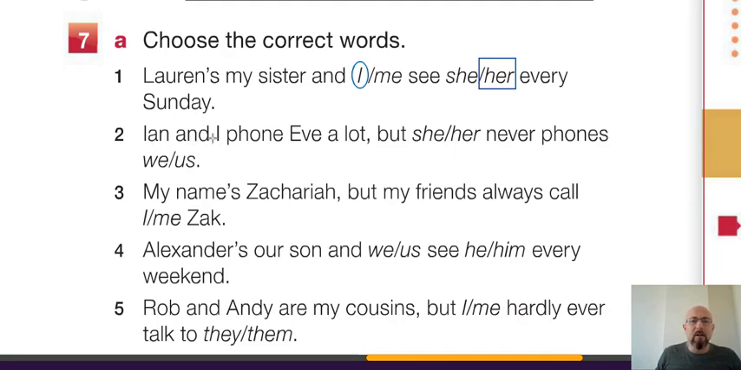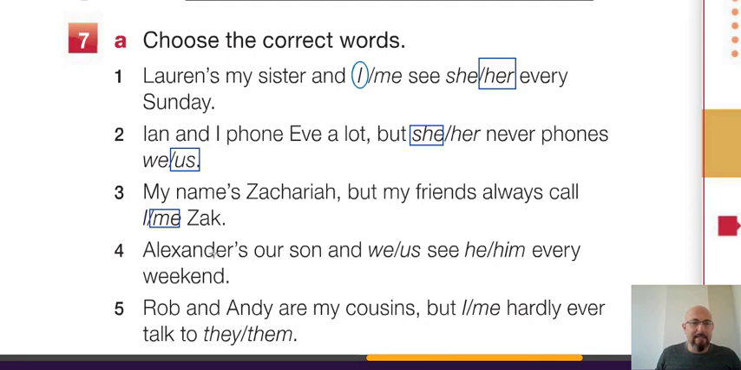Ian and I phone Eve a lot. But she or her never phones. So phones here is the verb. Phone, like call, the same meaning. So before the verb, she never phones. After the verb, object, us. My name's Zakaria, but my friends always call. Call is the verb. After the verb, object.